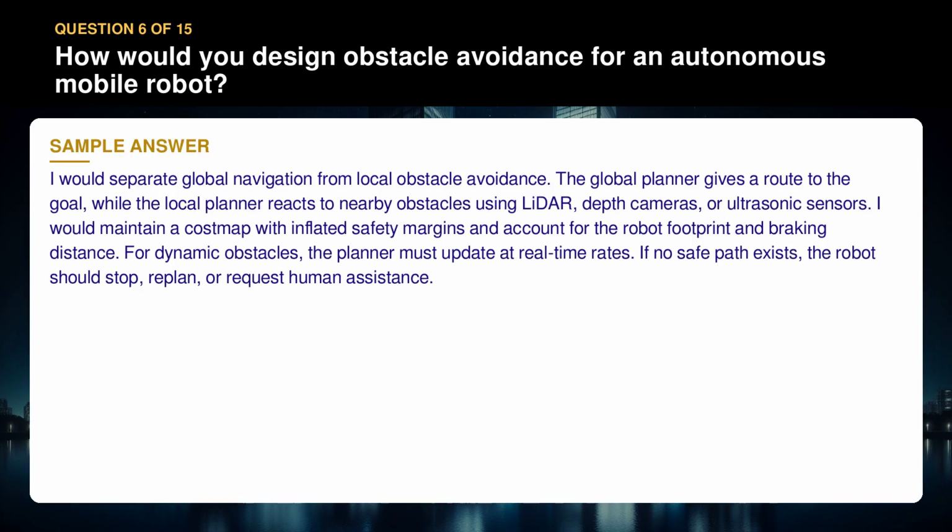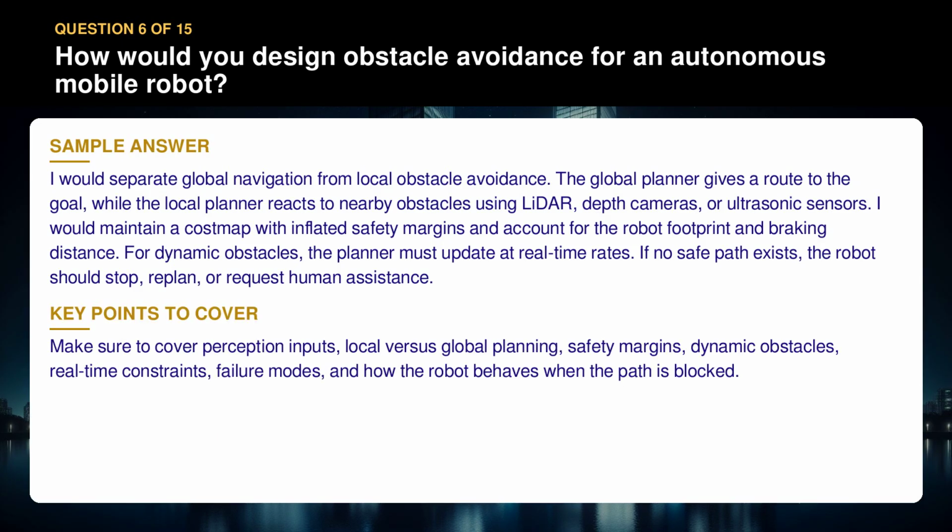Question 6. How would you design obstacle avoidance for an autonomous mobile robot? I would separate global navigation from local obstacle avoidance. The global planner gives a route to the goal, while the local planner reacts to nearby obstacles using LiDAR, depth cameras, or ultrasonic sensors. I would maintain a cost map with inflated safety margins, and account for the robot footprint and braking distance. For dynamic obstacles, the planner must update at real-time rates. If no safe path exists, the robot should stop, replan, or request human assistance.